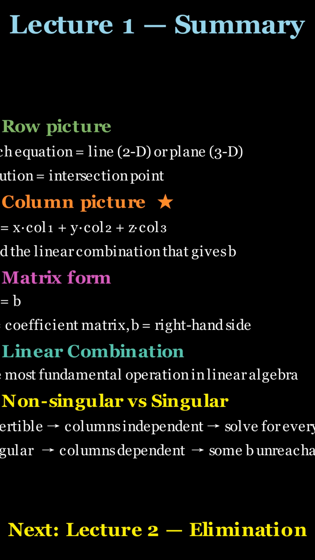Fourth, the key operation. Linear combination. Multiply each column by a scalar and add them up. Fifth, the crucial distinction. If the columns are linearly independent, the matrix is invertible and Ax equals b has a solution for every b. If the columns are dependent, the matrix is singular and some right-hand sides are unreachable. In the next lecture, Professor Michael introduces elimination, the systematic algorithm to actually solve Ax equals b.